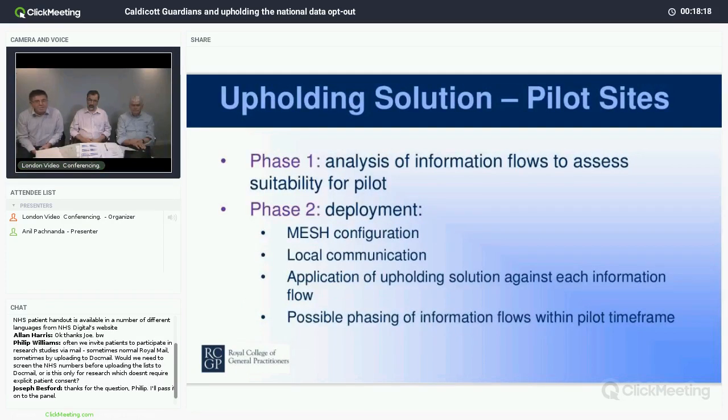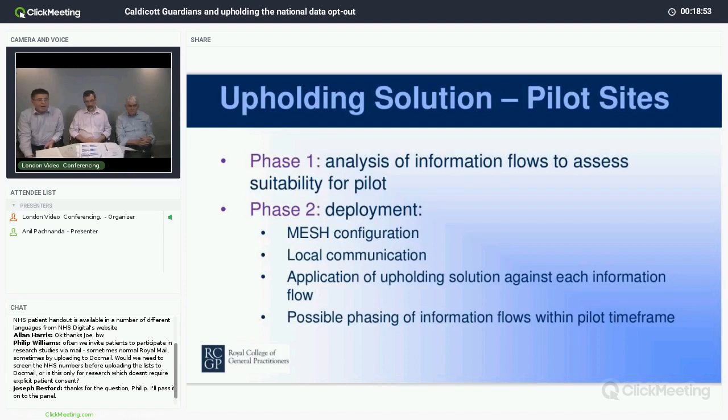Having asked for volunteers, it's probably only fair that I give you an idea of what's involved in being a pilot site. So it's split into 2 phases, and the first phase can start immediately. It's probably fair to say it's already happened in most cases. But this first phase is all about analysis, so looking at your information flows and thinking about whether the National Data Opt-out applies in your information flows, and then sending that information through to us, and we can make an assessment on whether you would be suitable for that first phase of the pilot.